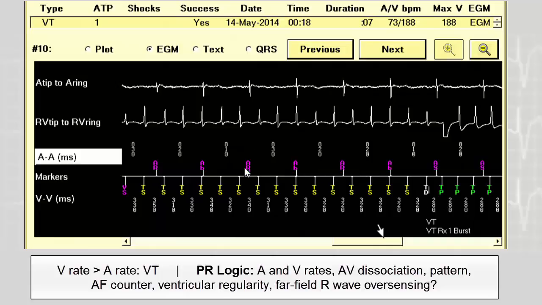In this example, the diagnosis for the physician and for the PR logic is quite easy. Clearly, the ventricular rate is faster than the atrial rate. There is a clear dissociation between the atrial events and the ventricular events. So the diagnosis is VT for the physician and for the PR logic, and the first therapy is delivered.